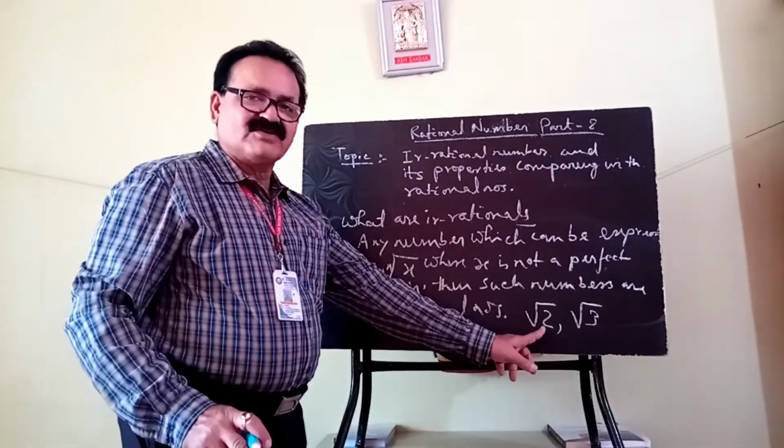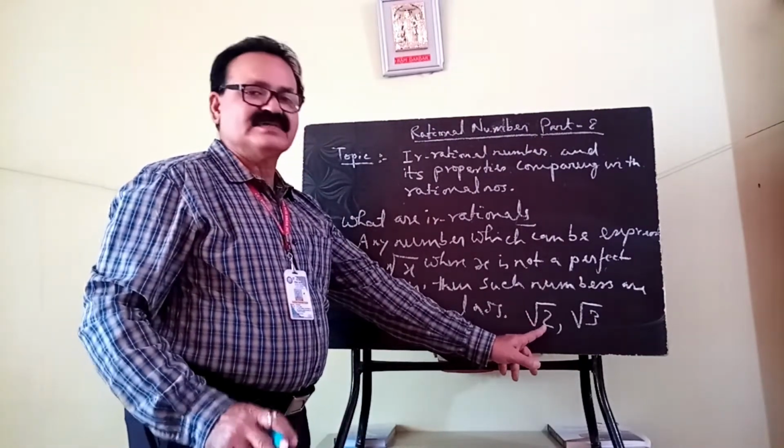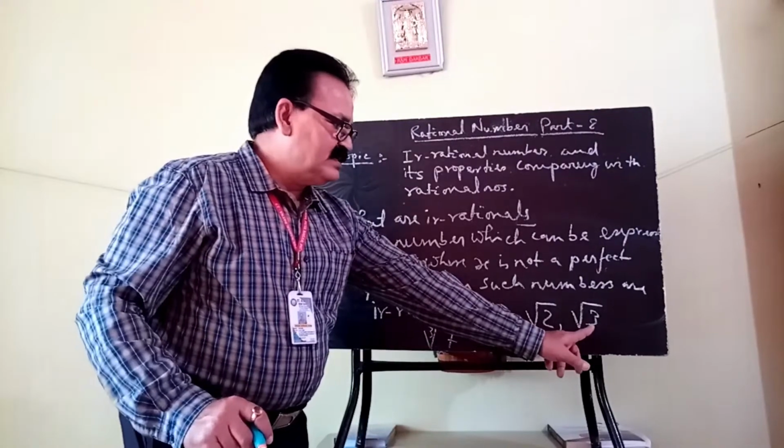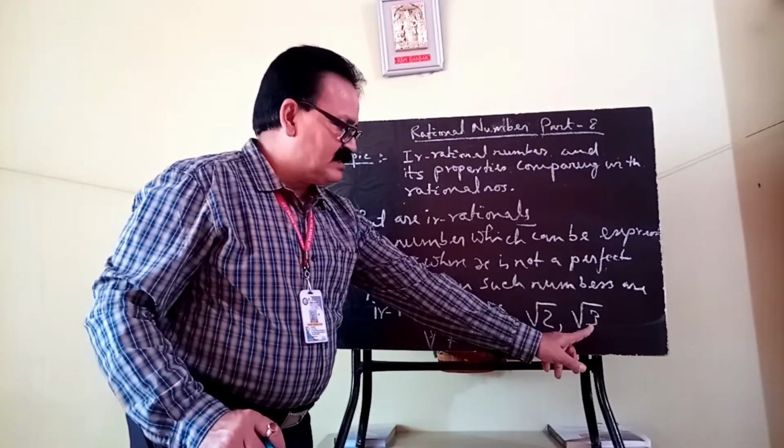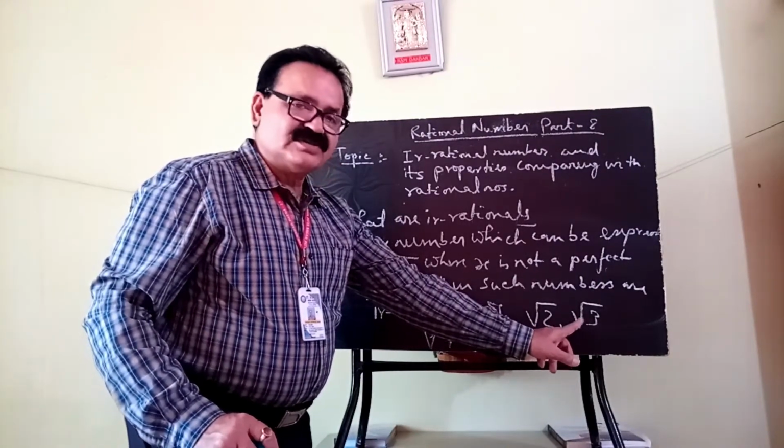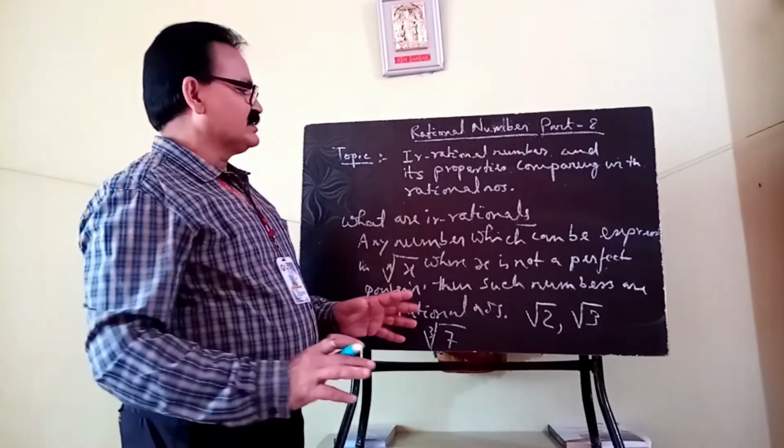2 is not a squared number, so square root of 2 is an irrational number. 3 is not a squared number, so square root of 3 is an irrational number.